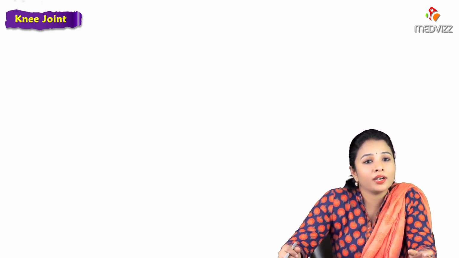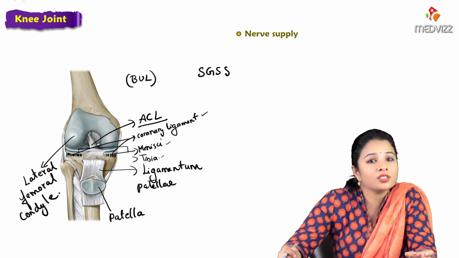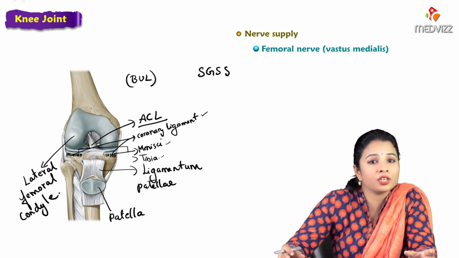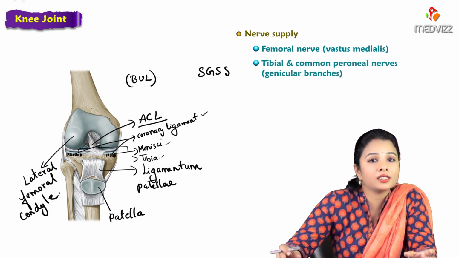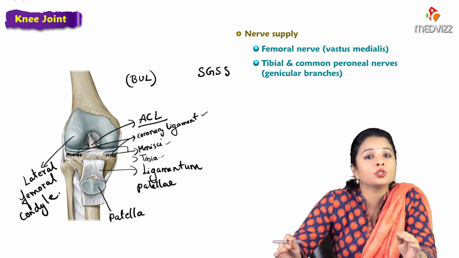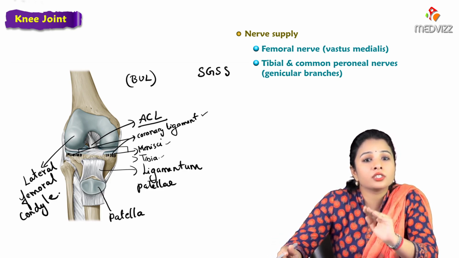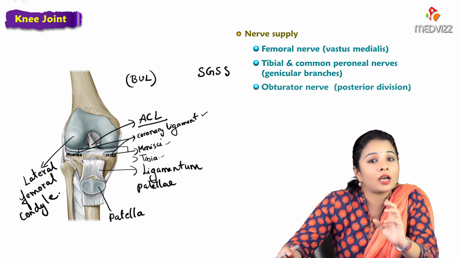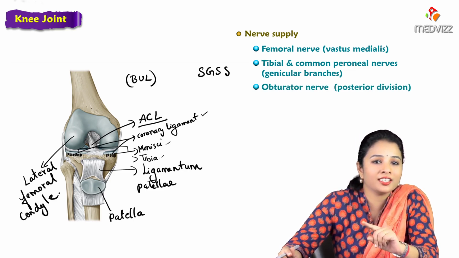And let's wind up with the nerve supply. The knee joint is supplied by the femoral nerve through the branch to vastus medialis, the tibial nerve and common peroneal nerve through their genicular branches, and the obturator nerve through its posterior division.